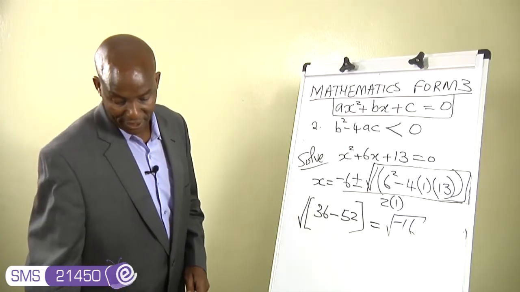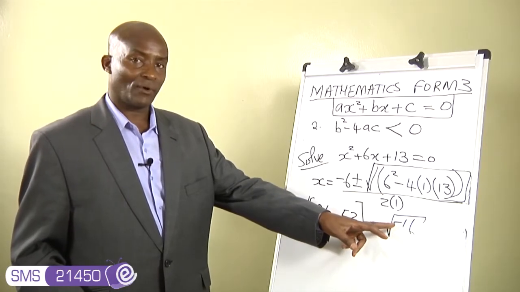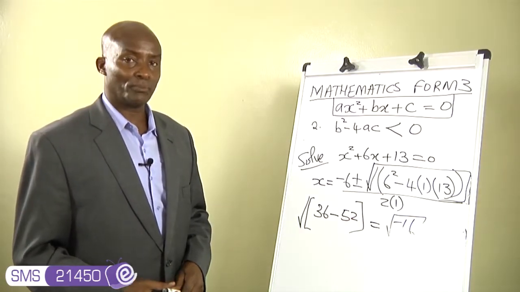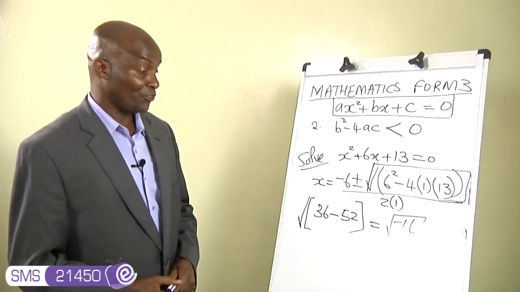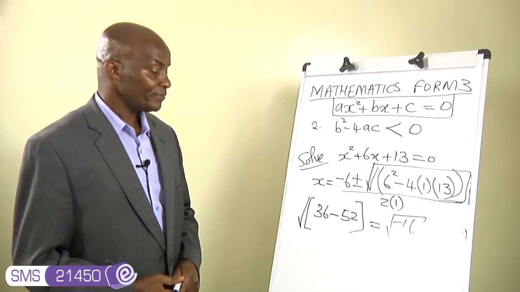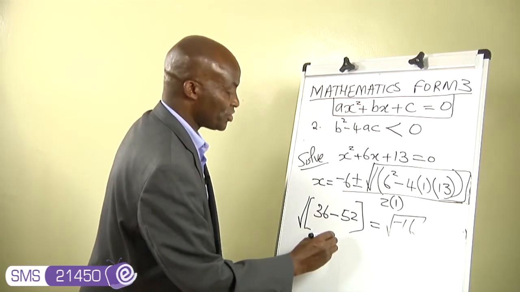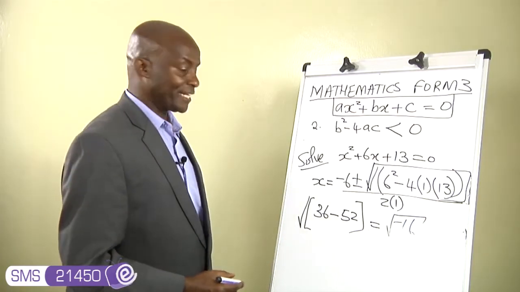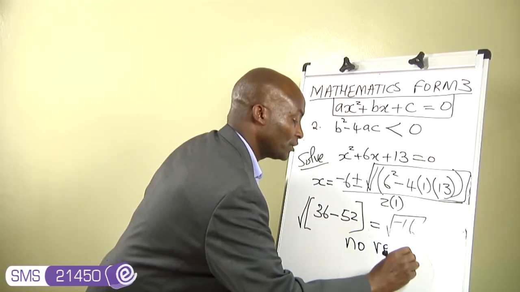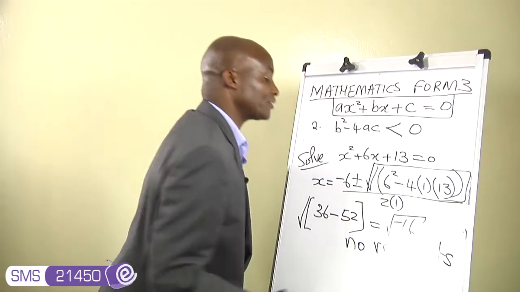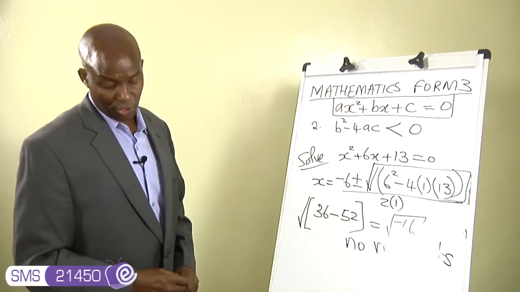Square root of negative 16. So we need to find the square root of negative 16, and that is not possible. It's not possible to have a square root of a negative number. And therefore we say that this equation has no solution. It has no real roots, so it has no solution.